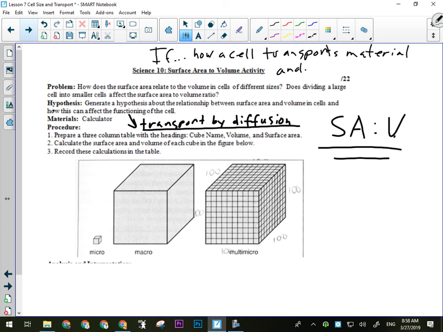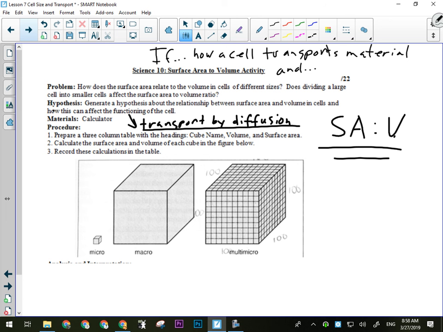The and part of this is we're going to mathematically compare cells of different shapes and sizes. That's what this lab is going to look like. It's not really a lab, it's an activity. We're going to mathematically compare cells of different sizes and shapes. So we could say, and cells of different sizes and shapes are mathematically compared, or something like that.